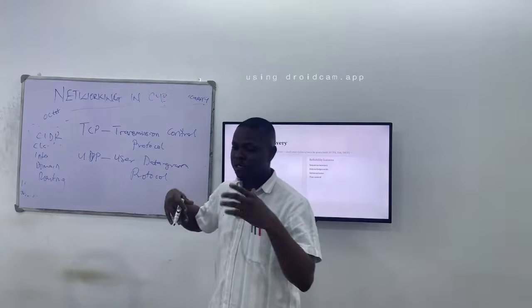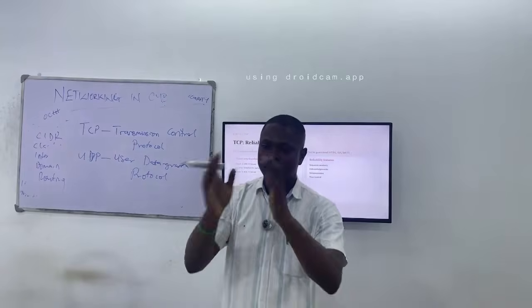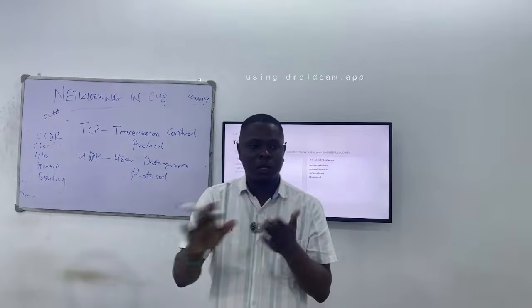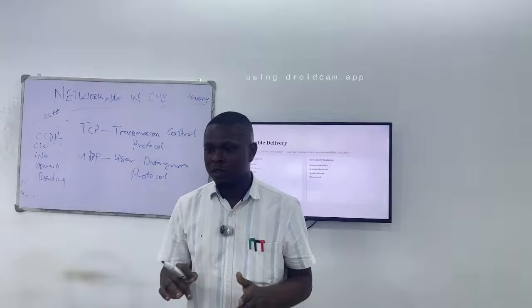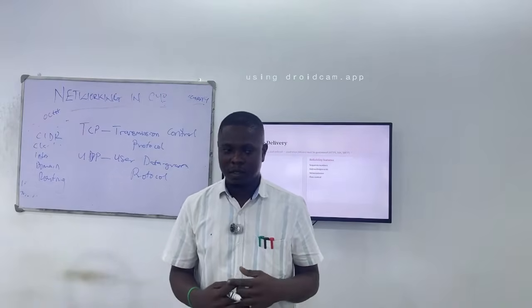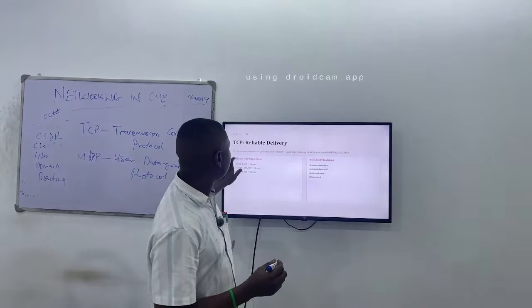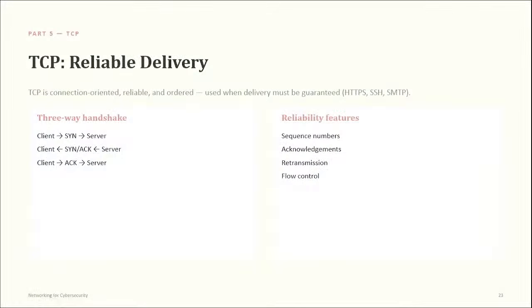TCP does error checking. If there is any error, it is dealt with before it delivers to you. UDP does not do error checking. Sorry, again, UDP is the one they use for gaming? Yes, and live streaming. All right, moving on. Is TCP okay? Then TCP has a three-way handshake.